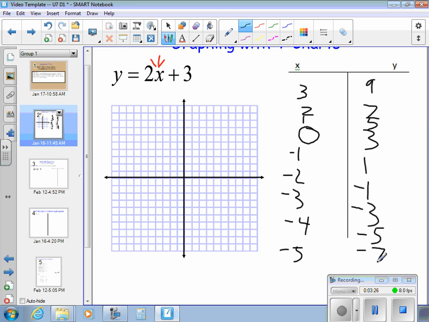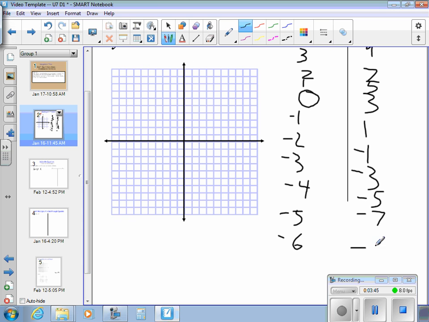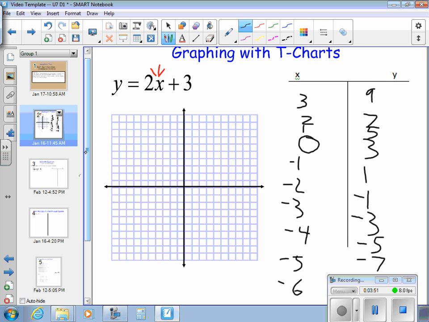We'll put in a negative 6. So negative 6 times 2, negative 12. Negative 12 plus 3 gives me negative 9. And I'm going to scroll so I have room to write it. Negative 9. Okay, I think we have enough now. We have some ordered pairs here. I'm not going to worry about writing out the ordered pairs, but let's go ahead and graph them, and you'll have to bear with me.